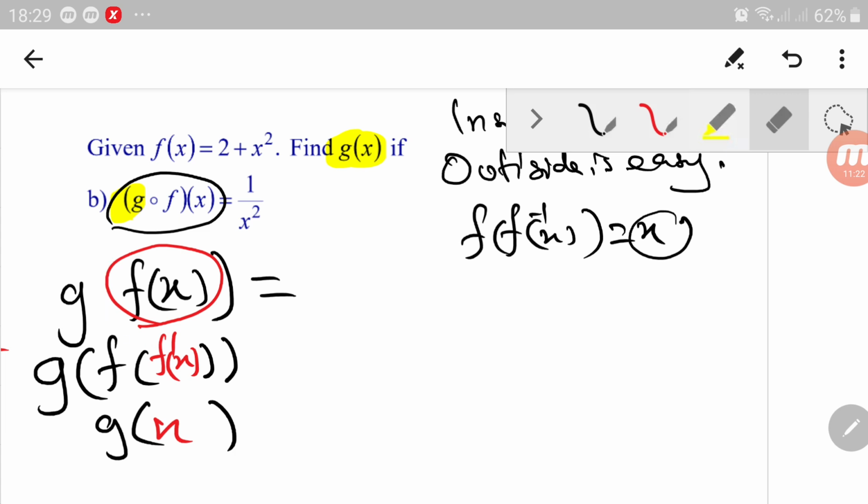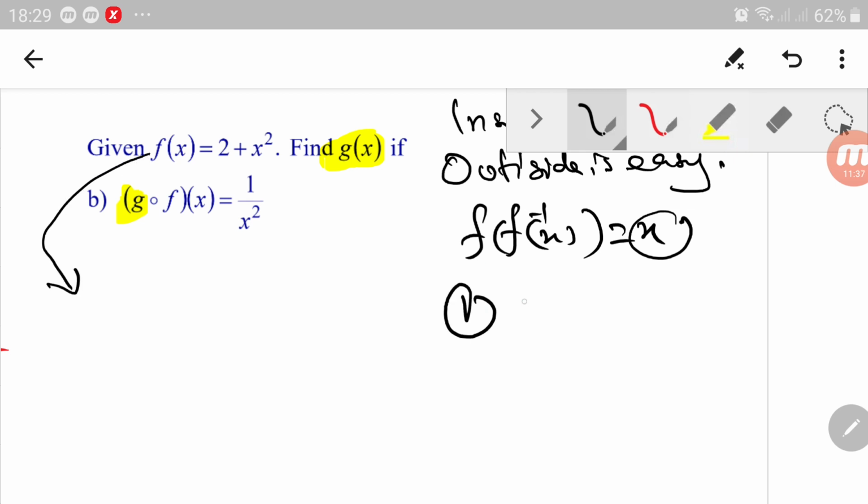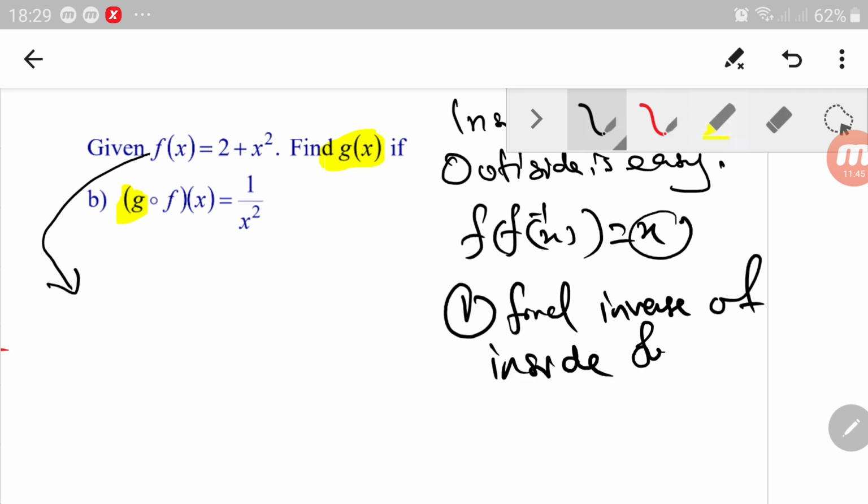Okay, we do one by one. Don't panic. Need to highlight. Now, don't worry so much. The first step is to find the inverse of fx. So, find the inverse of the inside function. So, what is the inside function? fx. This one is inside, right? So, find the inverse.